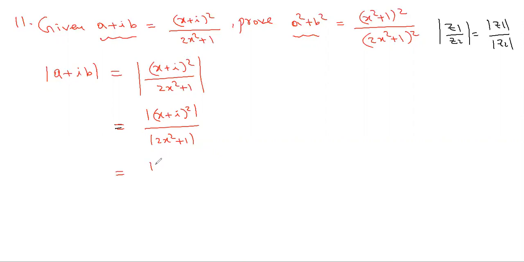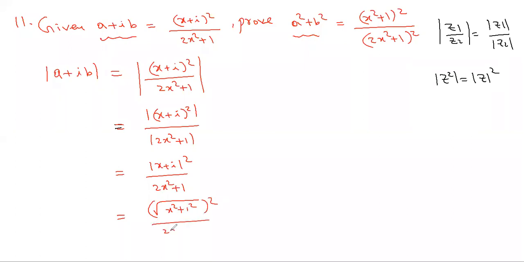And what is this? Mod (x plus i) the whole square. This formula we also discussed with the fourth problem: mod z square equals mod z the whole square. The modulus of a number is itself if it is positive, and 2x square plus 1 is already a positive number, 1 plus a non-negative. That's why you can remove that modulus even though it is a variable. And then this is under root, (x square plus 1) the whole square, by 2x square plus 1.